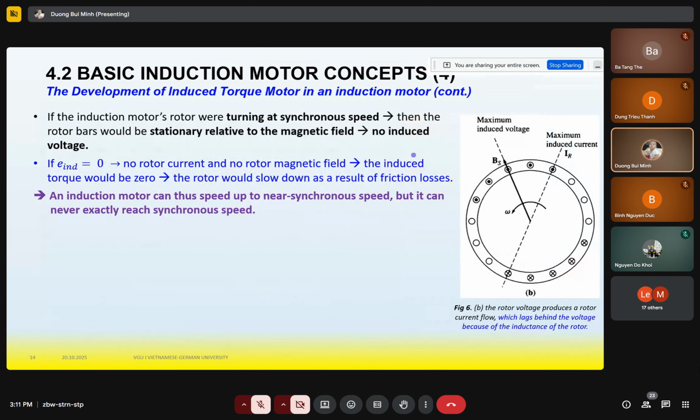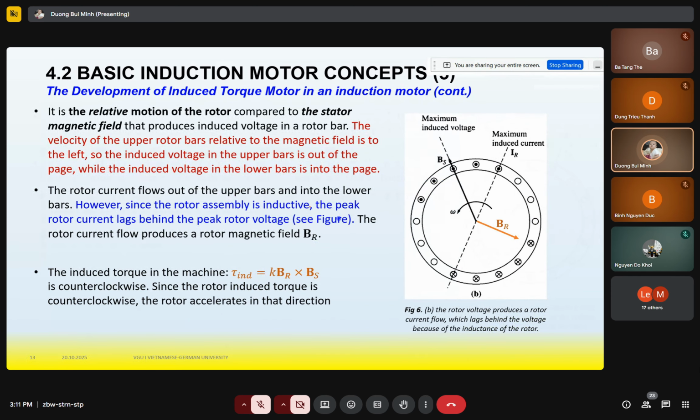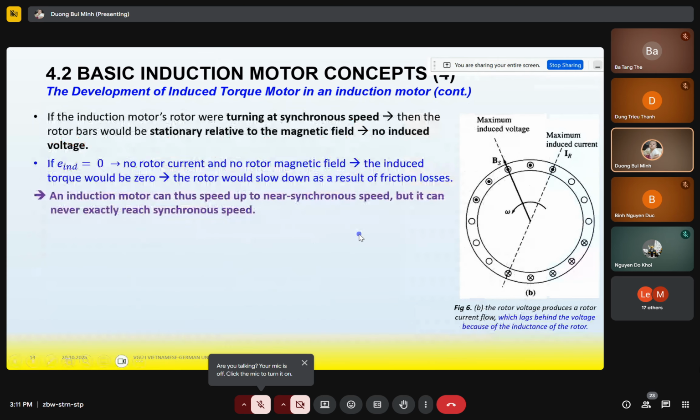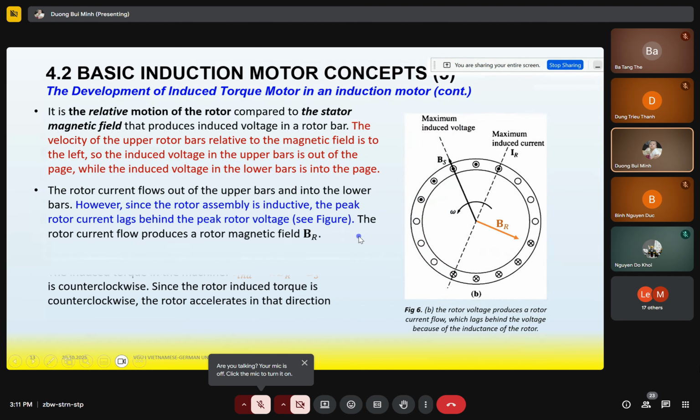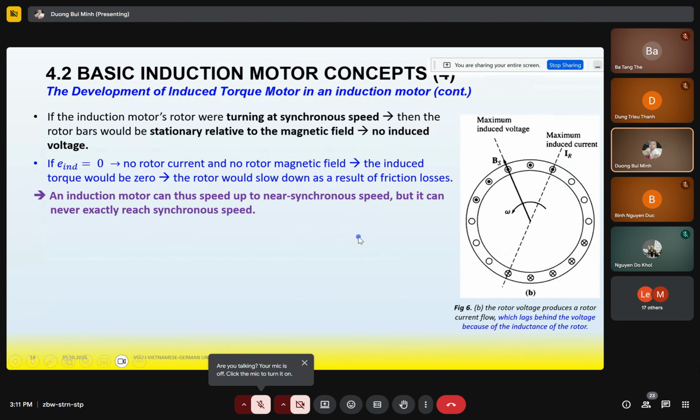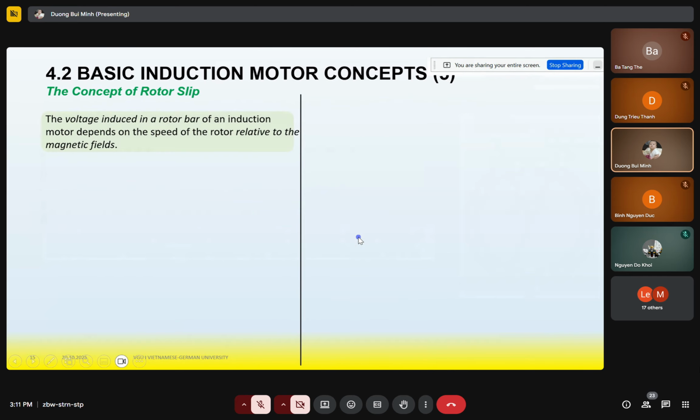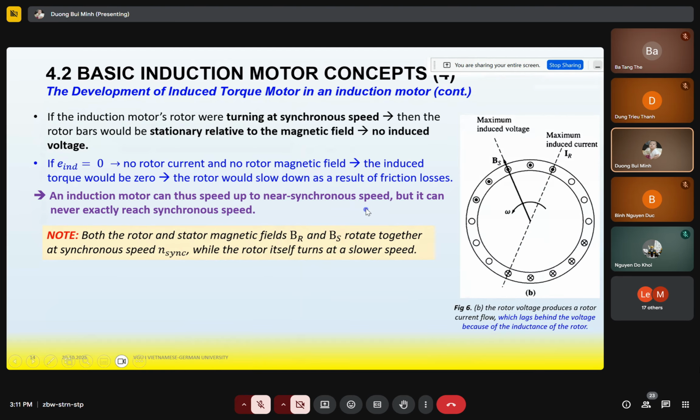We also have more description here, so you read it for yourself. Now look.